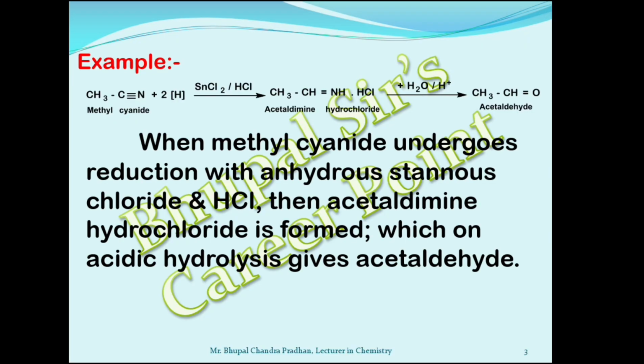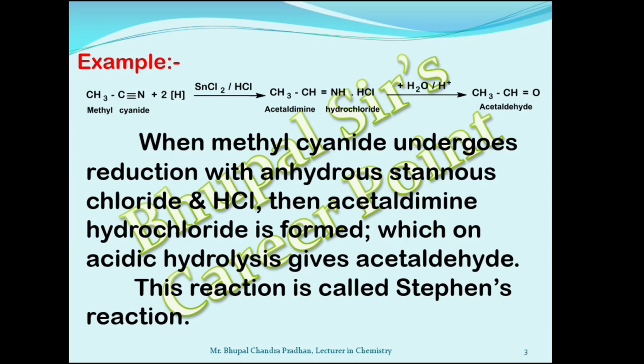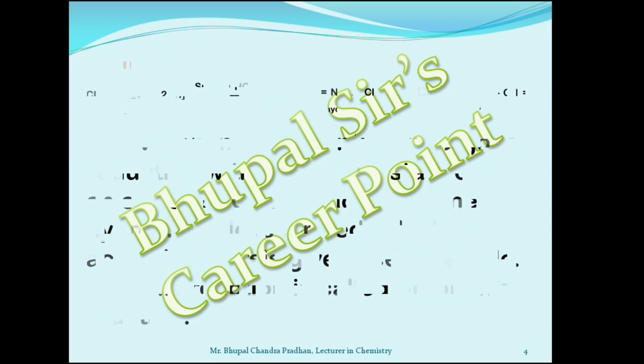Now in the statement we have to write down: when methyl cyanide undergoes reduction with anhydrous stannous chloride and hydrochloric acid, then acetaldimine hydrochloride is formed, which on acidic hydrolysis gives acetaldehyde. This reaction is called Stephens reaction.